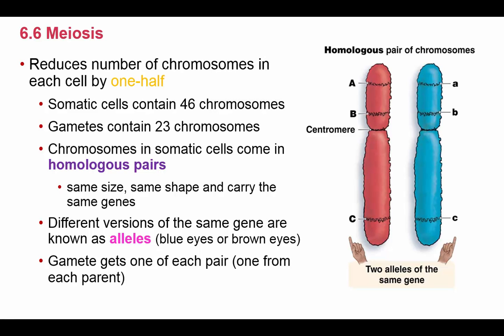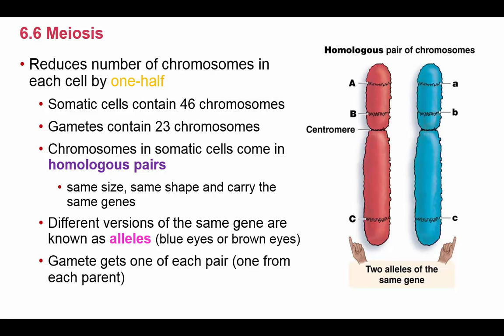Now, a couple things to know about homologous pairs. That prefix homo means equal or same. So homologous pairs are chromosomes that are the same size, they're the same shape, they carry out the same genes. So they're carrying out the same sequences to build the same proteins. The only thing that's different about these homologous pairs are the versions of these genes that they may carry. This is the term known as alleles.